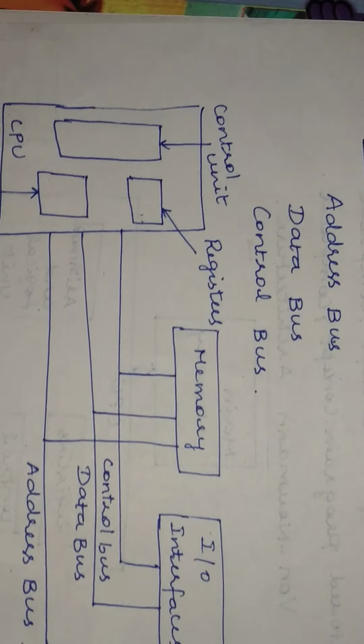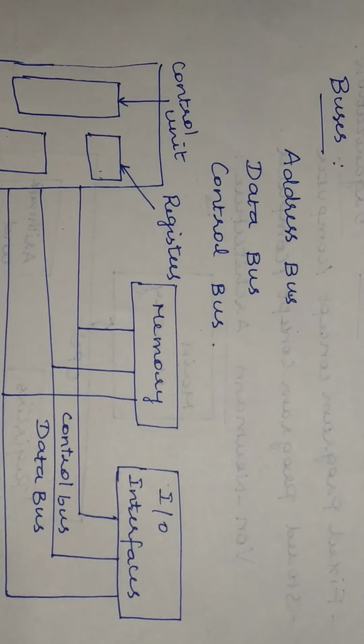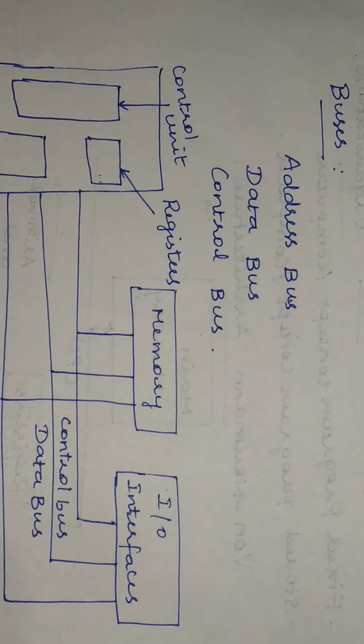So the next one is buses. When we talk about the main memory, the registers, and also the input output system, we need to transfer data between these units and the processor. How are we transferring data? With the help of the buses. A bus is a topology which is used to transfer data from one medium to another with the help of connection lines. All those connection lines, we call a bus.